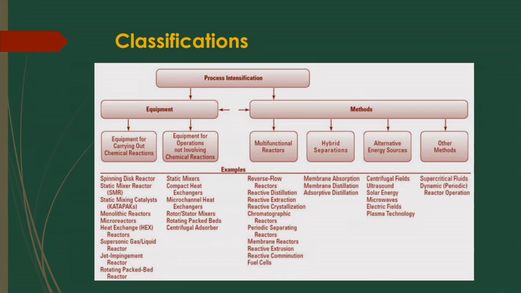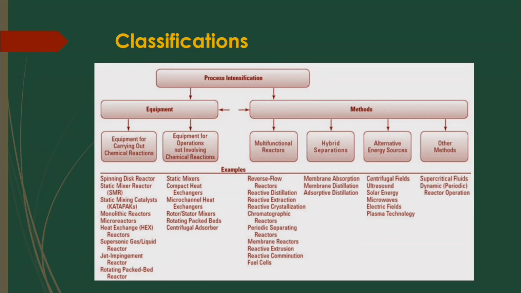Some classification of these process intensification methods is given here, like equipment and methods. If we classify in this way, we classify equipment as equipment for carrying out chemical reactions and equipment for operations not involving chemical reactions. Even some methods should be developed in such a way that multifunctional reactors should be there, hybrid separations can be developed, even alternative energy sources, even other methods to be developed based on this process intensification.